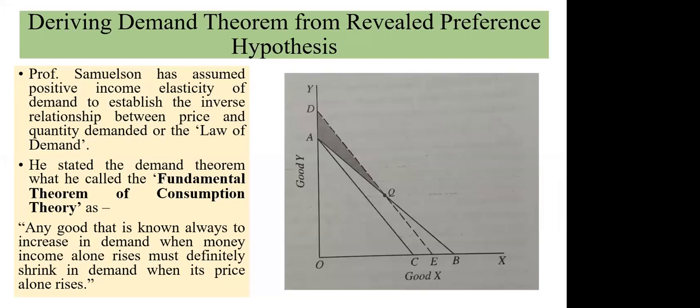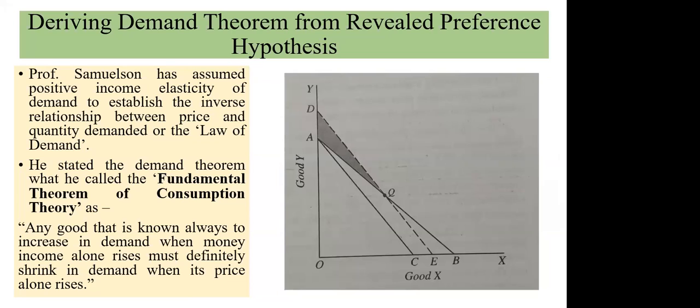So the next part is deriving the demand theorem from this particular hypothesis. Now, to derive the demand theorem, Professor Samuelson has made a very important assumption, which is positive income elasticity of demand. Because in order to establish the inverse relationship between price and quantity, which is basically the law of demand, he needed that particular assumption to prove it from the revealed preference hypothesis. And he stated the demand theorem as the fundamental theorem of consumption theory.